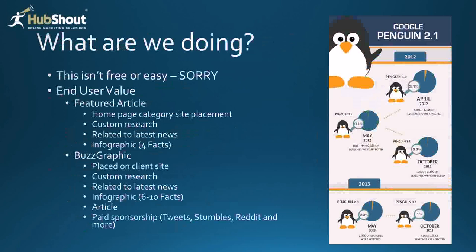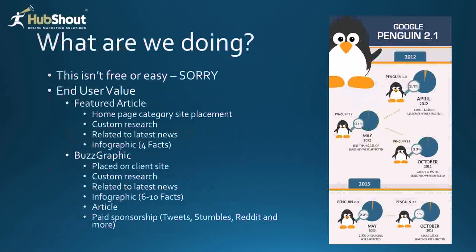We're going to do some custom research. We are going to do our best to make this related to current news, because we're finding that's the best way to get real audience on the website. When people are out there searching on news topics, we want to have answers to those questions, and then we're going to create an infographic with 4 facts.